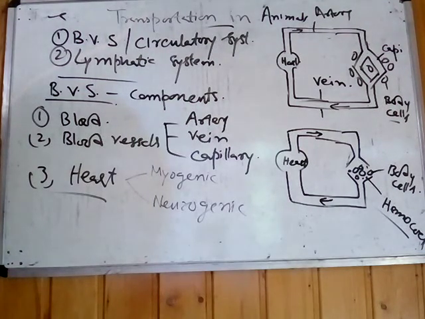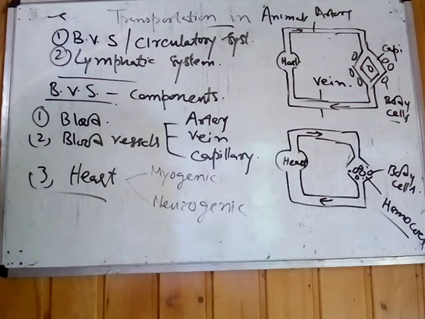One is known as blood vascular system. It has another name, circulatory system, another name, cardiovascular system. Circulatory system because it is almost in a circular fashion, and cardiovascular system because it is having heart. Cardio refers to heart, and vascular refers to the vessels or the channels through which the blood moves.